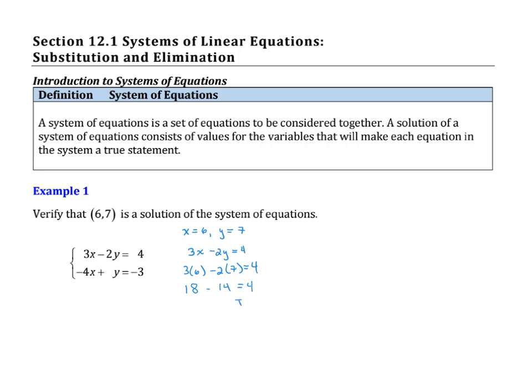But it's not enough for one of the equations to be true. Both of them would have to be true. So let's look at the second equation. Negative 4x plus y equals negative 3. So negative 4 times our x value plus our y value equals negative 3. That would be negative 24 plus 7 equals negative 3. That's false. So it is not a solution.